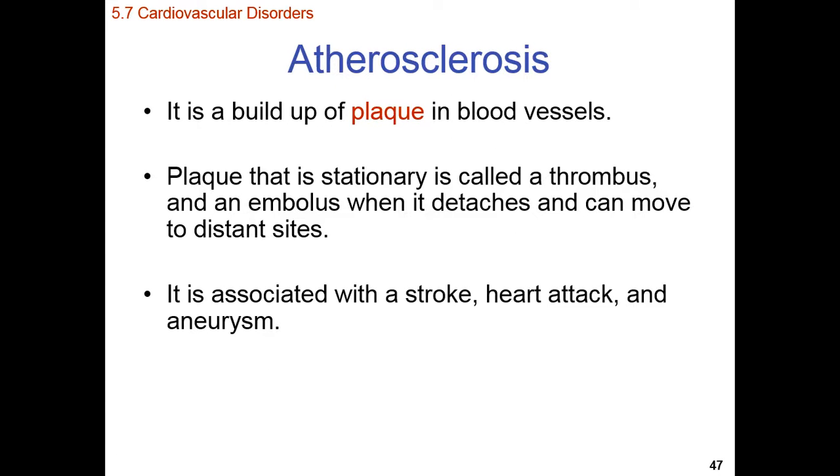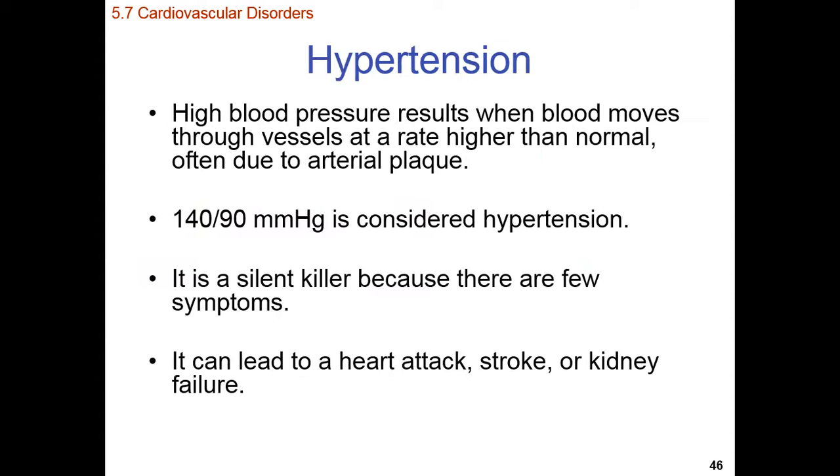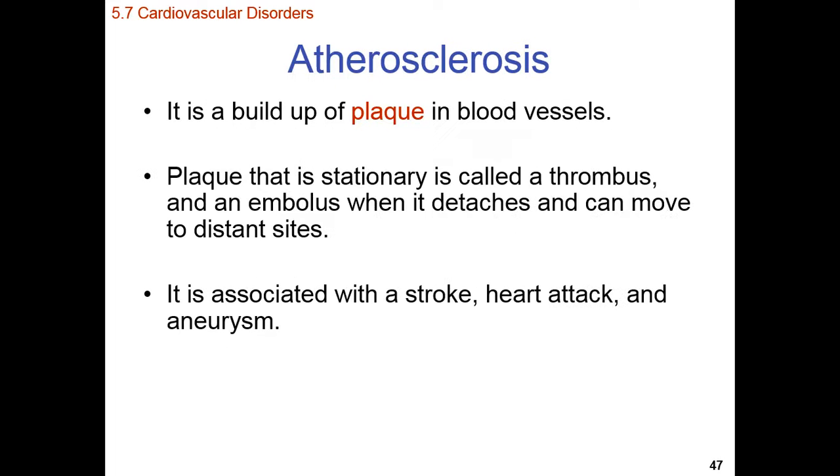Atherosclerosis is the excessive buildup of plaque in the blood vessels. Atherosclerosis and hypertension, generally speaking, go hand in hand with each other. And if that clot or plaque is stationary, generally speaking, we call it a thrombus. But that plaque can cause a blood clot that will dislodge and move to a distant site. When that happens, we rename the clot an embolus. The stationary clot is a thrombus, and the clot that has moved is an embolus or embolism.